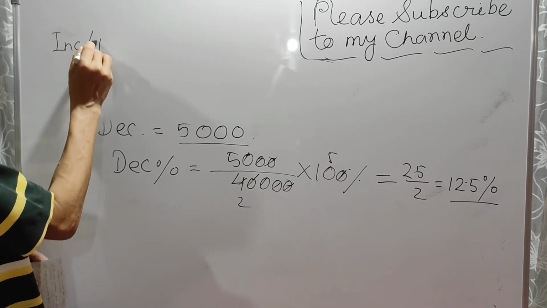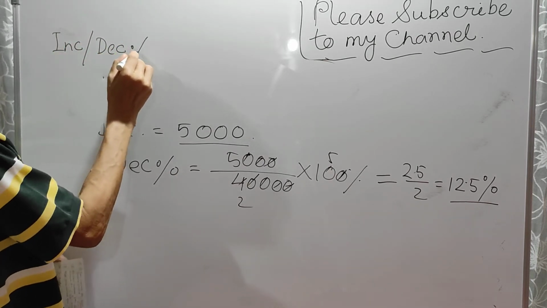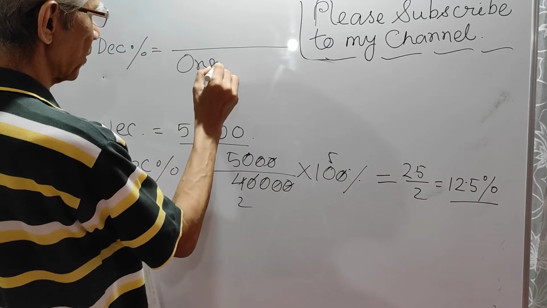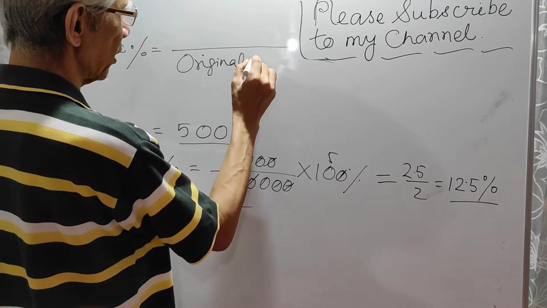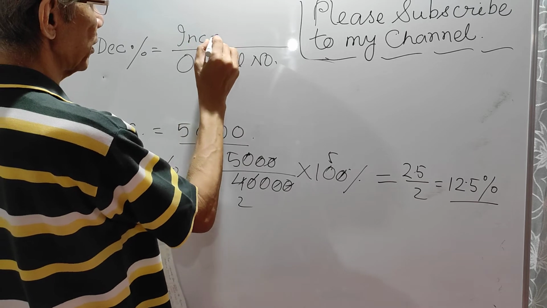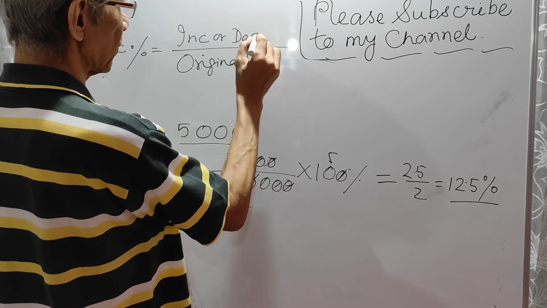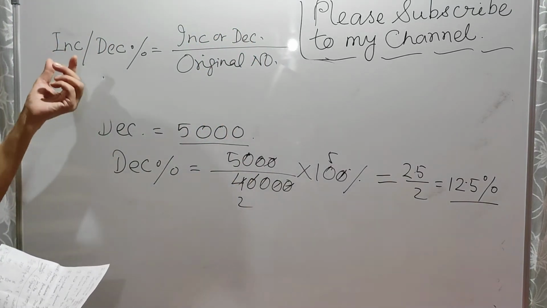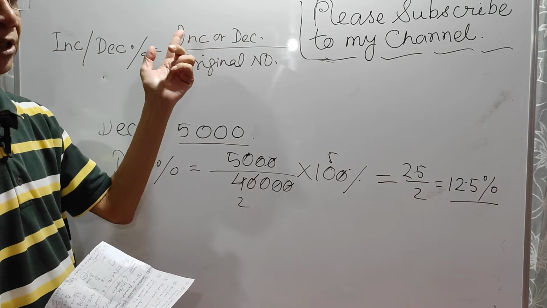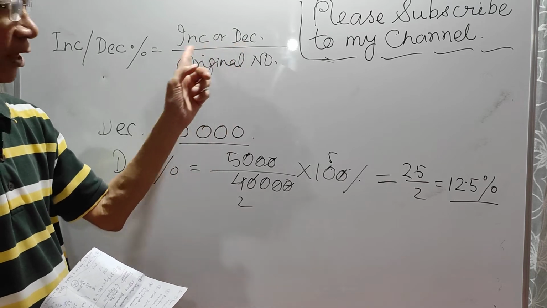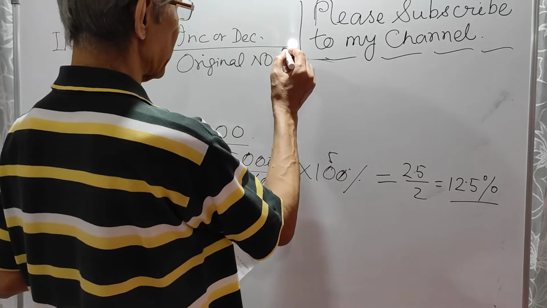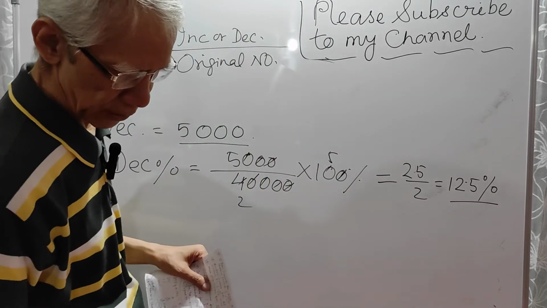Increase or decrease percent. Increase or decrease percent is equal to what? The denominator will be the original number, and the numerator will be the increase or decrease, whatever it is. So if you have to find increase percent or decrease percent, this is the formula. You make the numerator the increase or decrease, whatever be the case, then divide by the original number and then multiply this by 100%. Okay.